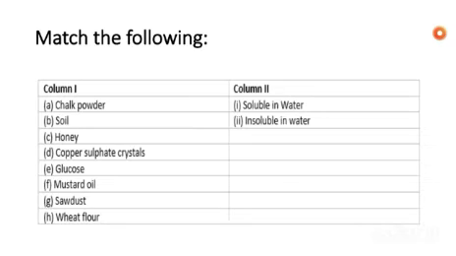The next is copper sulfate crystals. These crystals form a solution, copper sulfate solution. So children, it is soluble in water. Glucose is also soluble in water. So you can write in the next column, it is soluble in water. The mustard oil. Is oil soluble in water? As I told you earlier, no, it isn't soluble. So write insoluble.